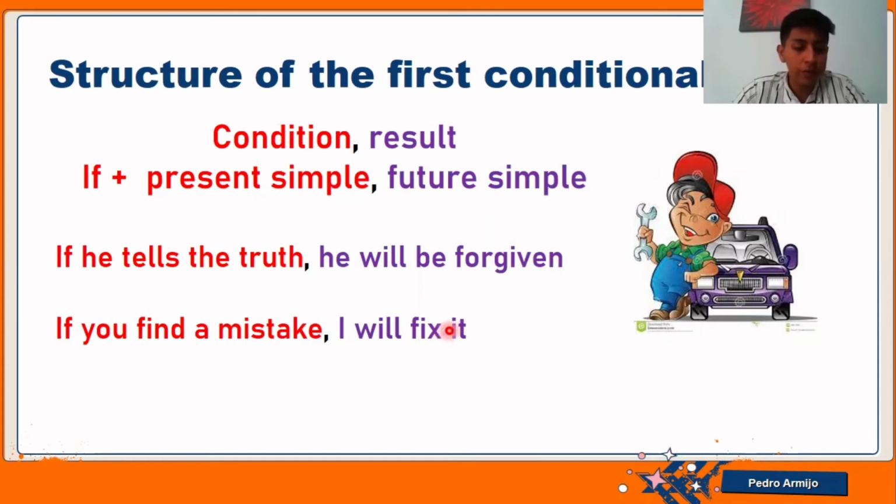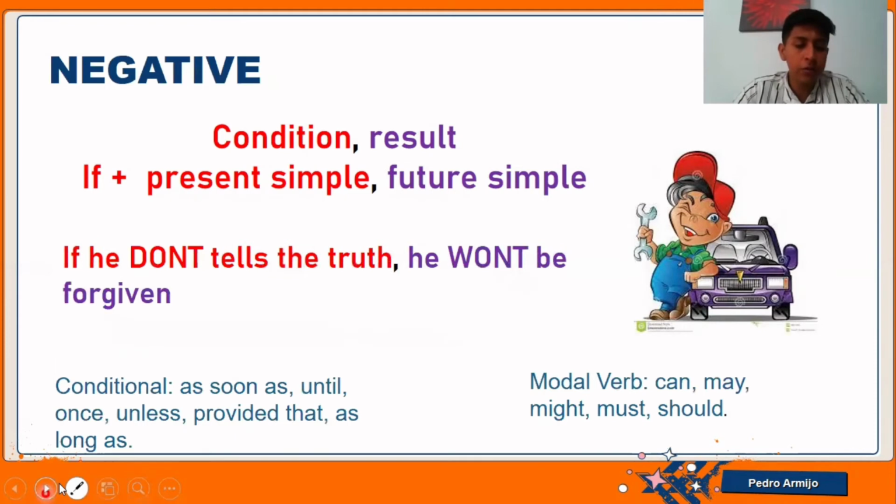Now, to make a negative conditional, we have to use don't or doesn't and won't. For example, if he doesn't tell the truth, he won't be forgiven.